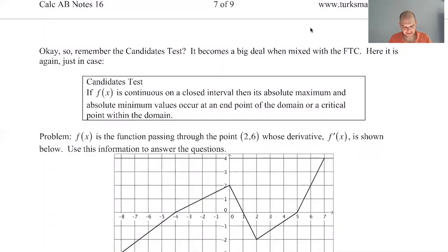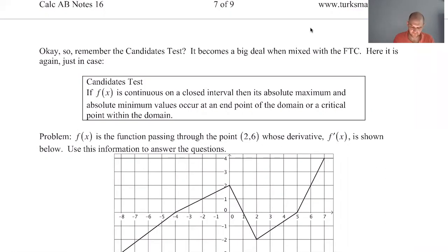All right, we're back. We're on page 8 of note 16 of Calc AB, and we're talking about definite integrals, fundamental theorem, and now we're going to talk about the candidates test. So why does the candidates test get involved again? It gets involved again because more often than not, you're given f prime. And so if you have f prime and you know how to do the fundamental theorem, you can find values of f. And so we can actually now use the candidates test in a lot more circumstances.